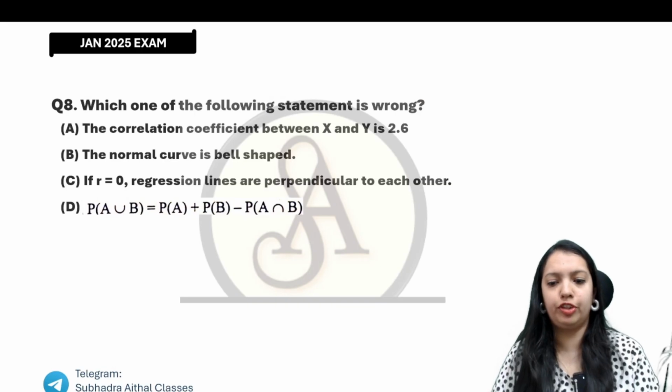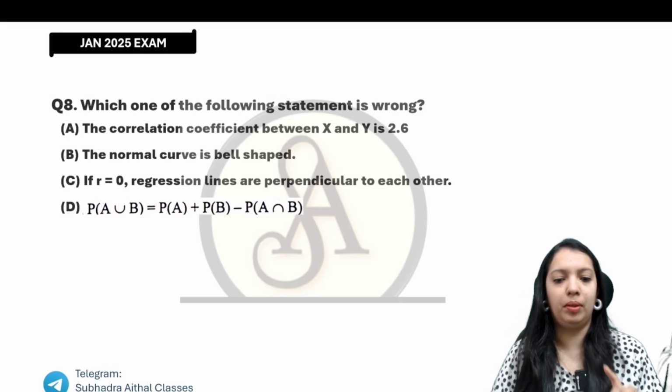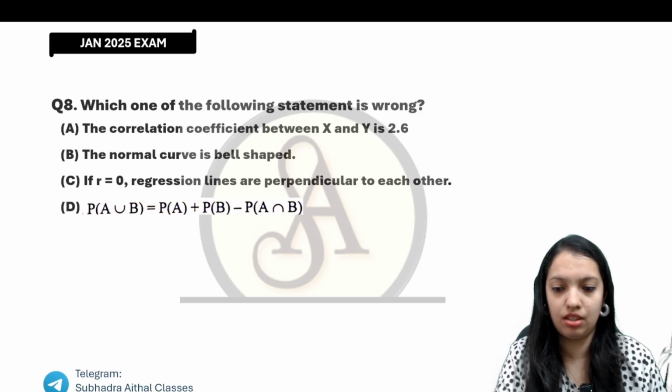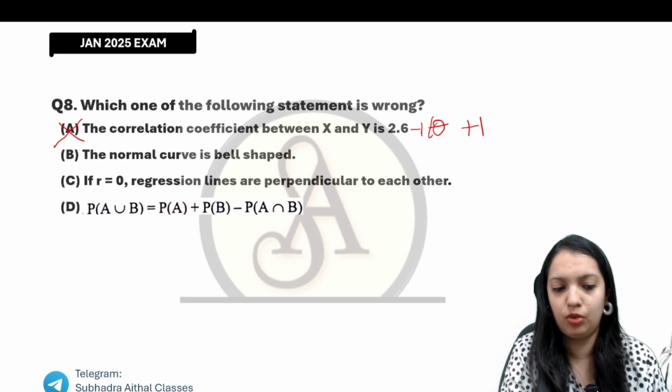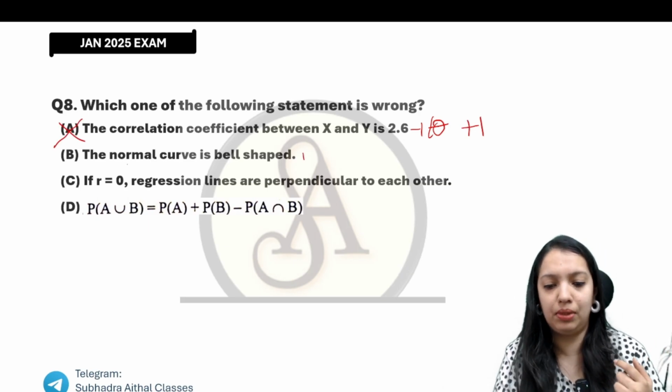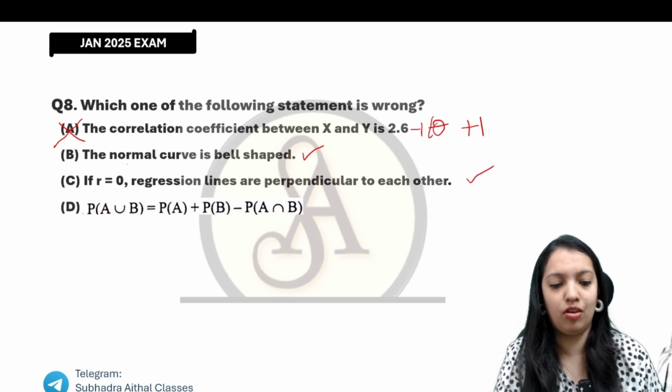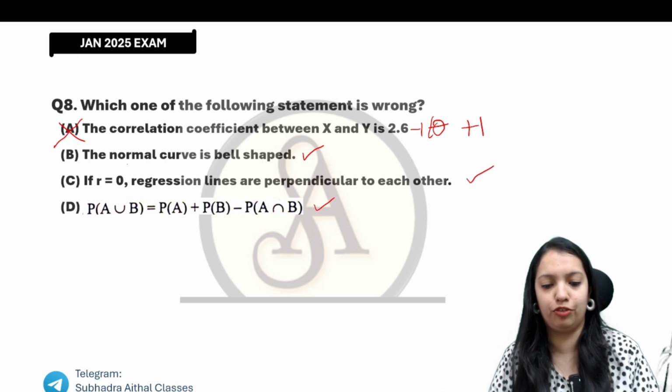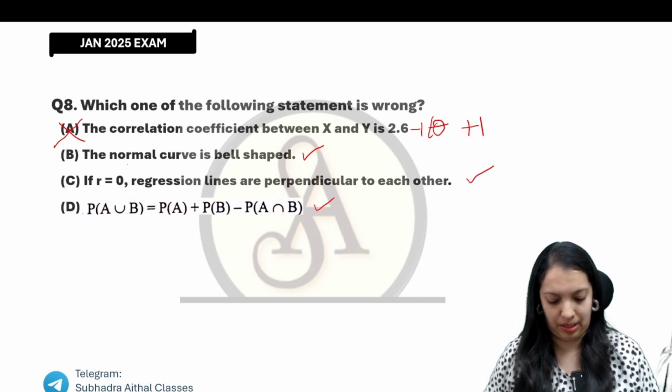Next, which of the following statements is wrong? Remember that correlation coefficient is always between -1 to +1. It cannot be 2.6. Normal curve is bell-shaped, that's correct. R is 0, regression lines are perpendicular, correct. And P of A union B is P of A plus P of B minus P of A intersection B.